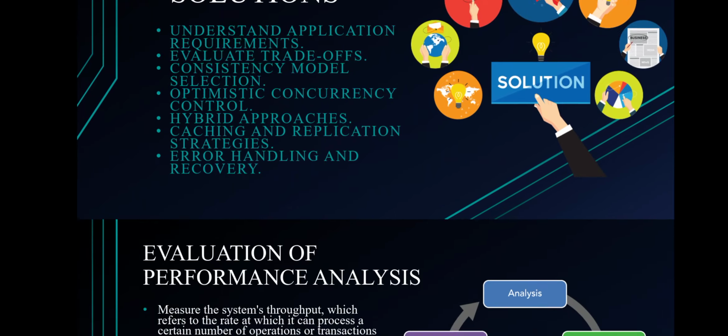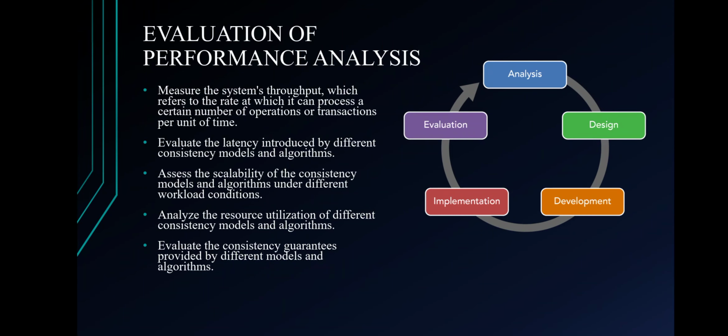And then we are going to see the evaluation of performance analysis. What is meant by evaluation of performance analysis in the distributed database system? Several factors should be considered as key aspects: throughput, latency, scalability, resource utilization, consistency guarantees, workload patterns, and benchmarking. Benchmarking is a main thing in the evaluation of performance analysis.